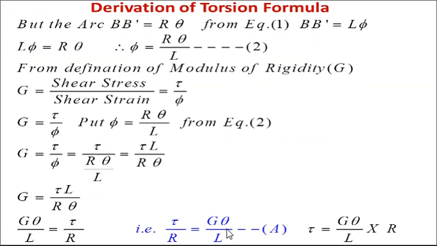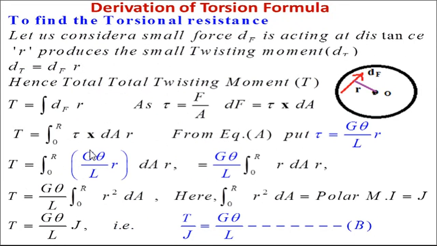So here you have proved that tau is equal to G theta by L into r, that you can put here: G theta by L into r into dA into r. Okay. So taking G theta by L as common, the limits will be 0 to R. Why is it 0 to R? Because from center to outer periphery. So limits of integration will be 0 to R, and then r into dA into r. So from this equation, I have taken G theta by L common, and this r into dA into r will be as it is.